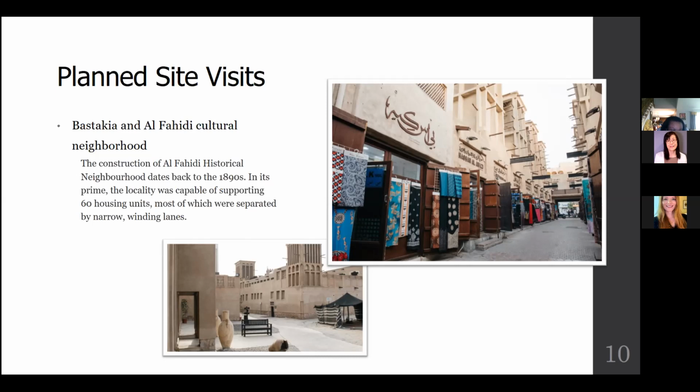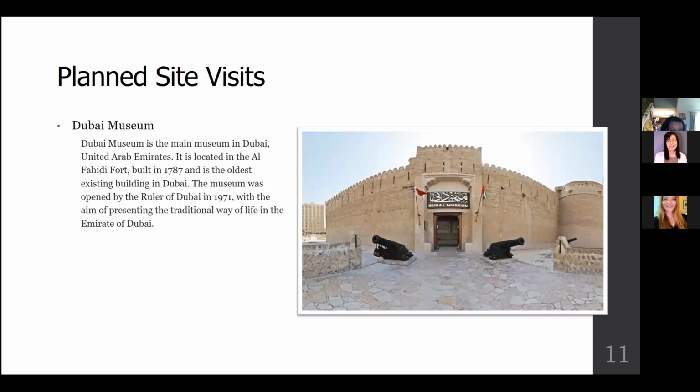It's really interesting. The Dubai Museum. It's the main museum in Dubai. It's located in the Al Fahidi Fort, built in 1787, and it's the oldest existing building in Dubai. The museum was opened by the ruler of Dubai in 1971 with the aim of presenting the traditional way of life in the Emirate of Dubai.